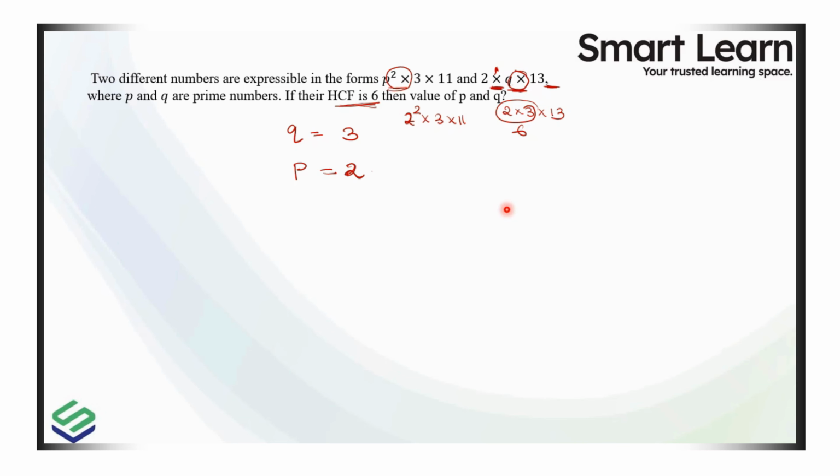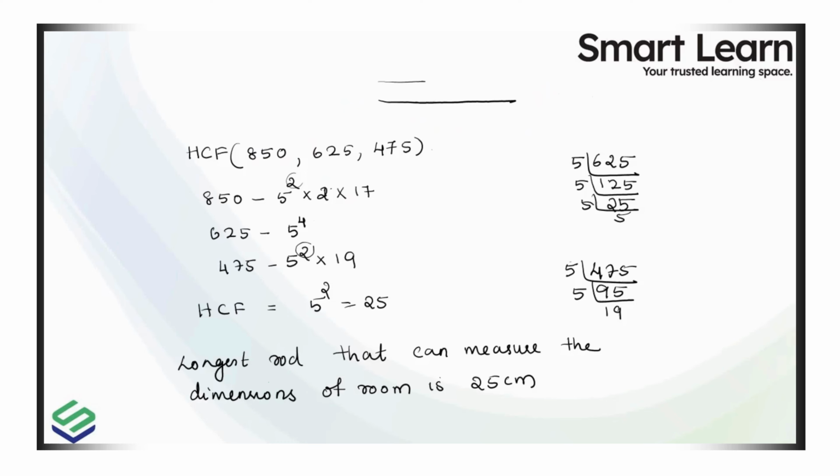Children, HCF means what? It is the least exponent of the common prime. Here 3 is there, here 2 is there. So what is missing? Q in the place of q, it is 3. Then only 2 into 3, 6 will come. Here 3 is already there. So what will be missing there? 2. So what is q and p? 3 and 2. You understood? I hope it is clear.